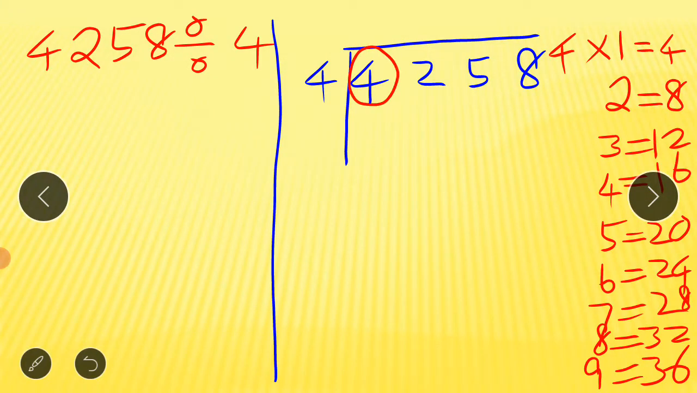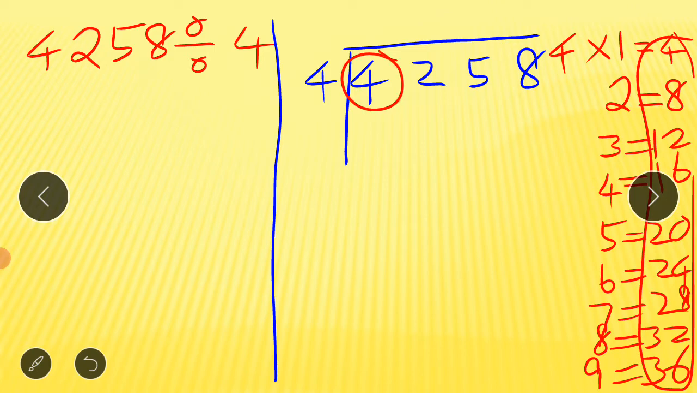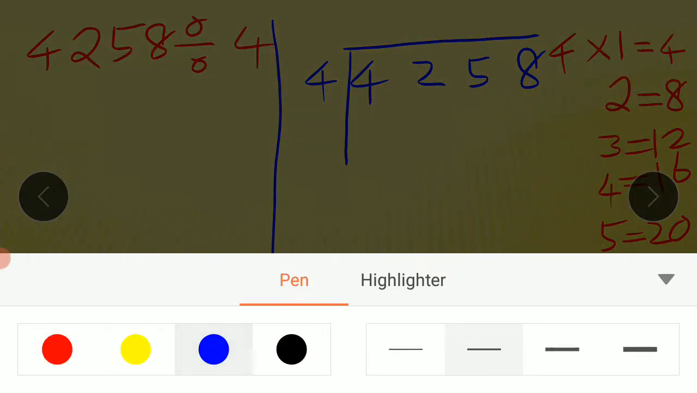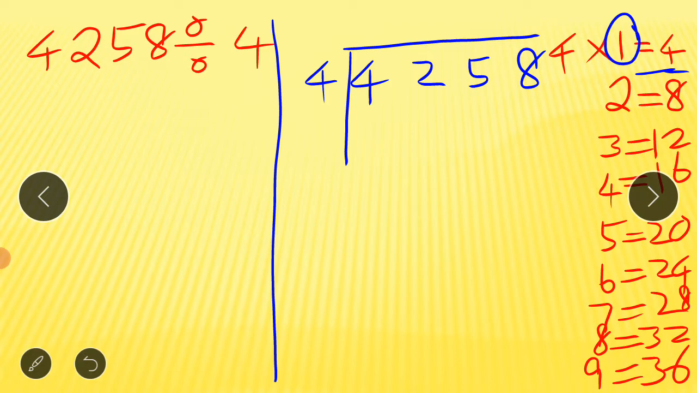The first digit is 4. Take the first digit 4 and check in the product column whether 4 is available or not. Don't check in the times column, check in the product column. Is it available? Yes, 4 is there. Then pick up the times. How many times? 1 time.